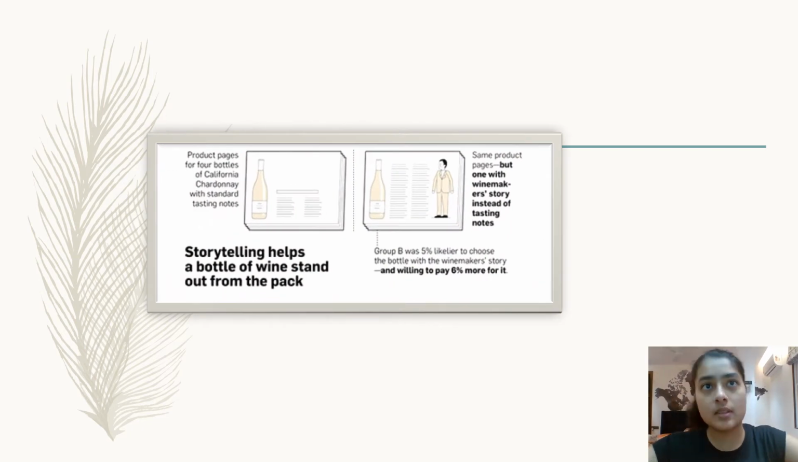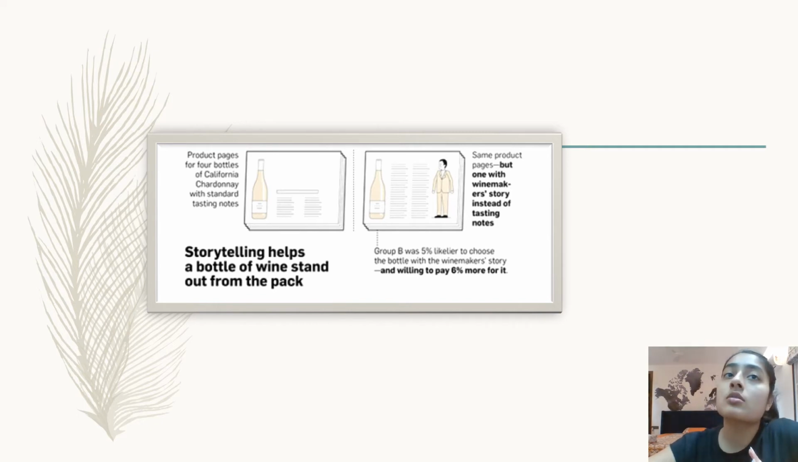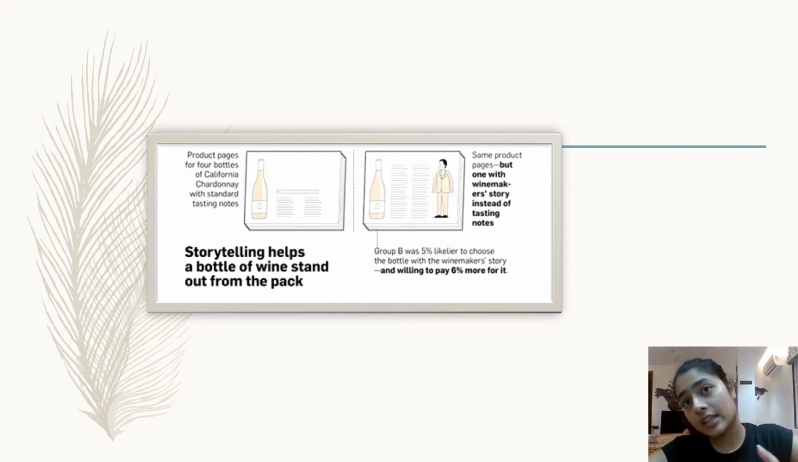One more item we have. This is a wine. In group A, the wine is being sold with the basic flavor tones and the price. However, in the second group, group B, we are attaching the winemaker story. And again, there's a huge surge in sales.